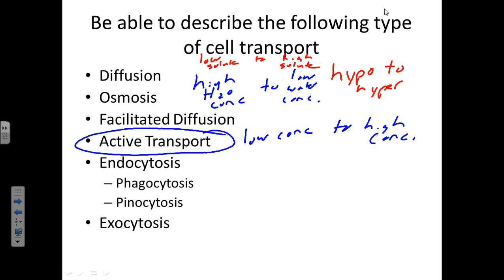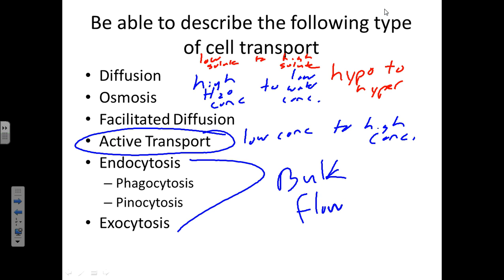And then these last few things, we could group all of those up under a heading: bulk flow. Because all those bottom things are ways to move big amounts of stuff. The top things, we're moving atoms and molecules. The bottom, we're moving big hunks of stuff.